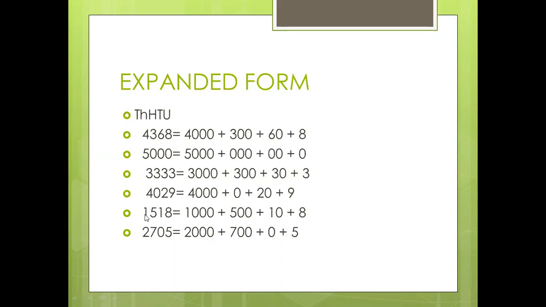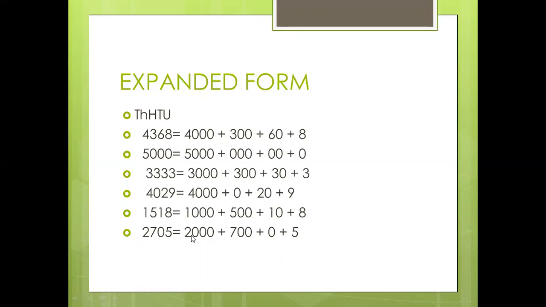The next number, 1,518. 1 is in the thousands place, so I write it as 1,000. I put a plus sign. 5 is in the hundreds place, so I write it as 500. Again, I put a plus sign. 1 is in the tens place, so I write it only as 10 because 1 ten is 10. Then again, I put a plus sign and 8 in the units place, I write it as 8. So the expanded form of 1,518 is 1,000 plus 500 plus 10 plus 8.